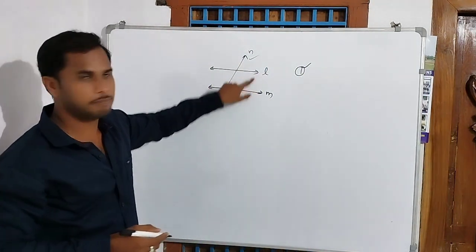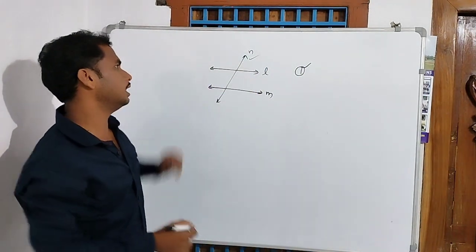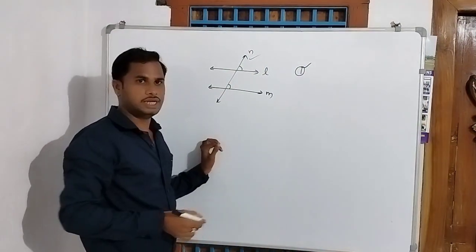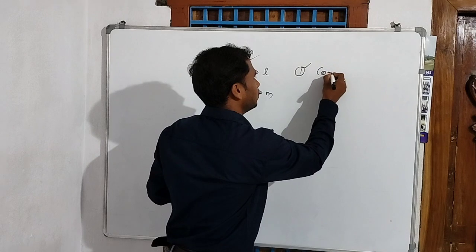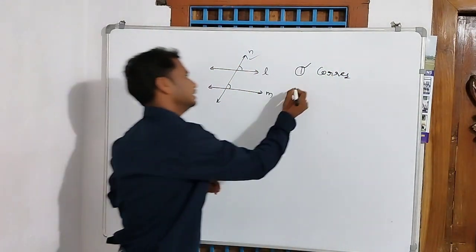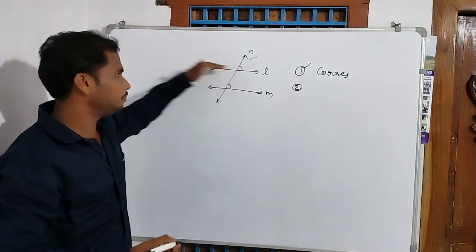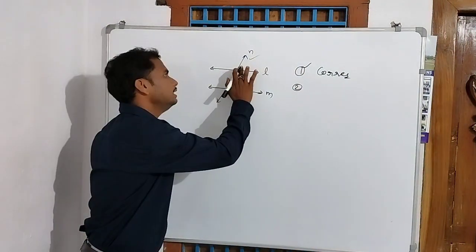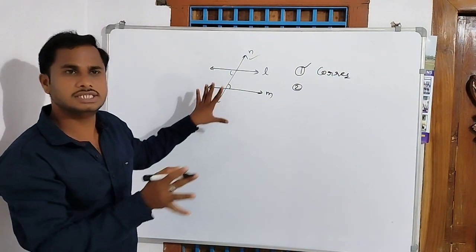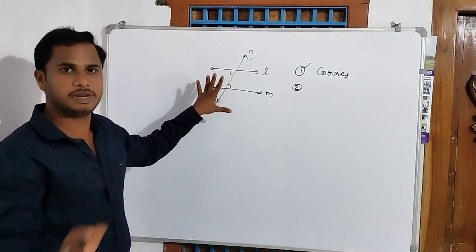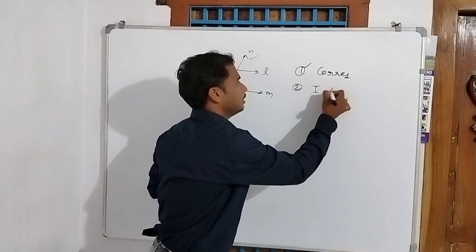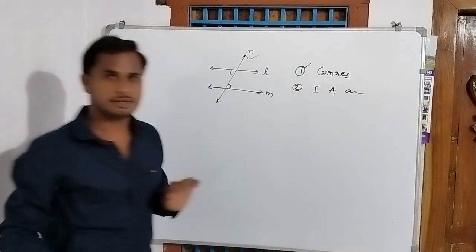If two lines are parallel, then corresponding angles are equal. And the second one is, if two lines are parallel, then interior alternate angles are equal. These two are interior alternate angles. I have already explained these types of angles. Interior alternate angles are equal.